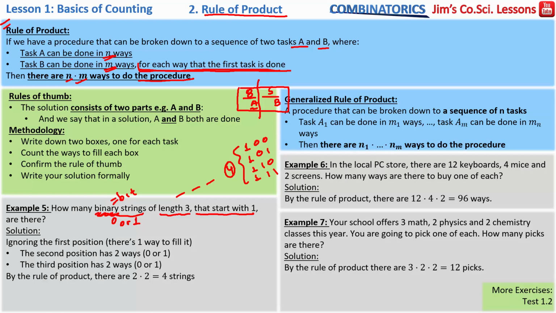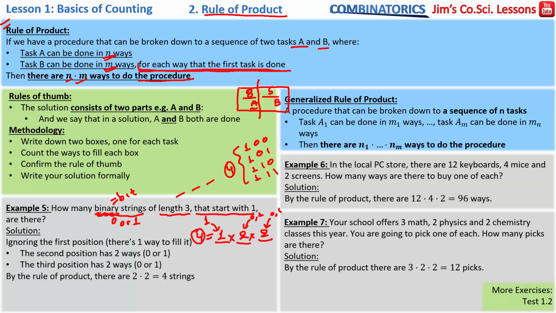Let's see now how we can do this by the rule of product. I have 3 dashes, and I observe that the first dash may be filled by 1 and only 1, so there's 1 way to fill it. The second dash may be filled by 0 or 1, so there are 2 ways to fill it. And the third dash may be filled by 0 or 1, so there are also 2 ways to fill it. By the rule of product, we have 1 times 2 times 2, so the overall result is there are 4 ways to do it.